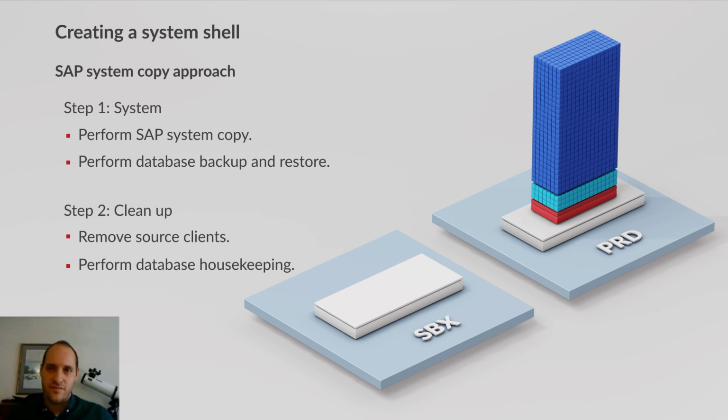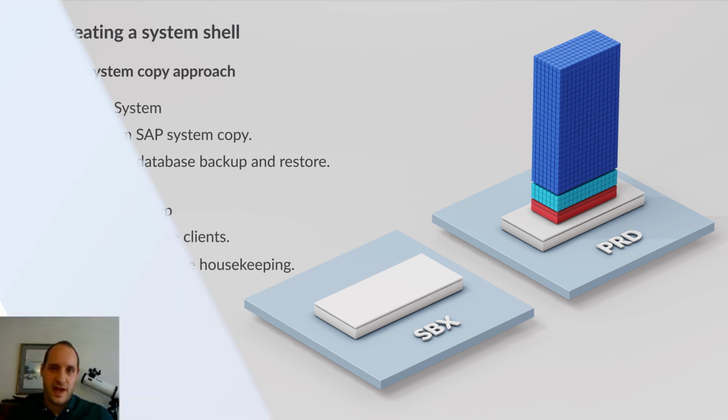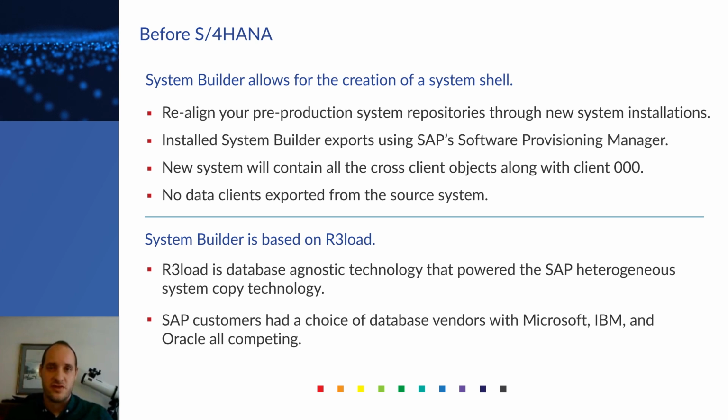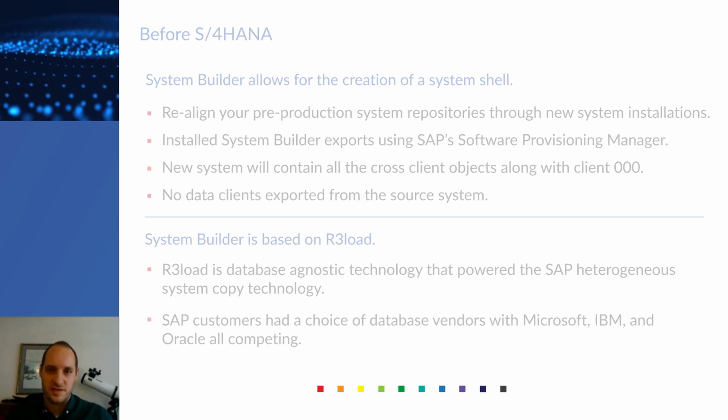We need equivalent storage space to production in order to build this pre-production environment. In addition to that, clearing out that production client also takes quite a bit of time and resources. So this is less ideal. Now, before the S/4HANA world, we made use of System Builder to address this problem. So System Builder allows you to create shell systems, and those shell systems are installed using the SAP Software Provisioning Manager. So System Builder will create exports compatible with the SWPM installation process.